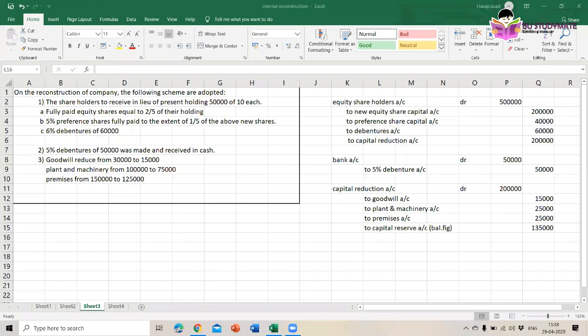The last problem I am going to solve today only. That means it is the end of this unit, internal reconstruction. And moreover, the problems are similar to this kind only. You go through once in the textbook. If you have any doubt, you tell me in the next class. Next, in the next question I will solve the answer, and along with that answer we'll do the balance sheet also, the reconstructed balance sheet.